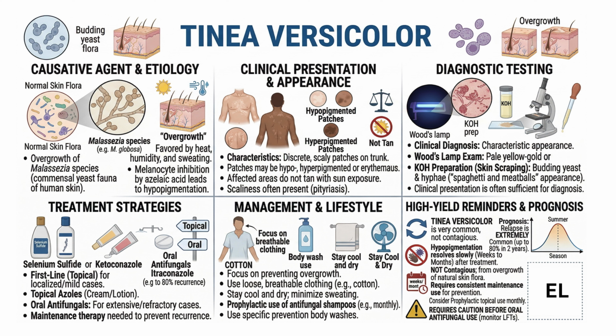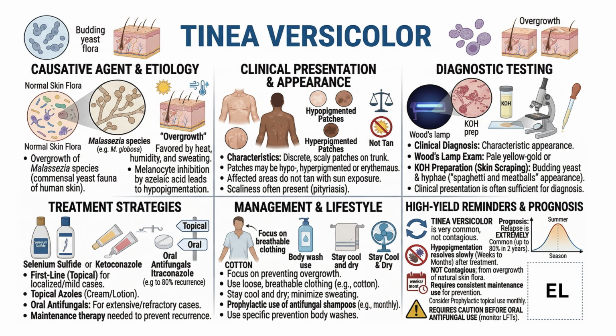Because this condition is strongly associated with sweating and humidity, lifestyle modifications can significantly reduce recurrence. Patients are advised to wear loose, breathable clothing, especially cotton garments, which allow proper ventilation of the skin. Maintaining cool and dry skin conditions is also helpful. This means minimizing excessive sweating whenever possible. Some patients benefit from periodic use of antifungal body washes or shampoos, particularly during warm seasons when recurrence is more common. These preventive strategies help control fungal overgrowth and reduce relapse.